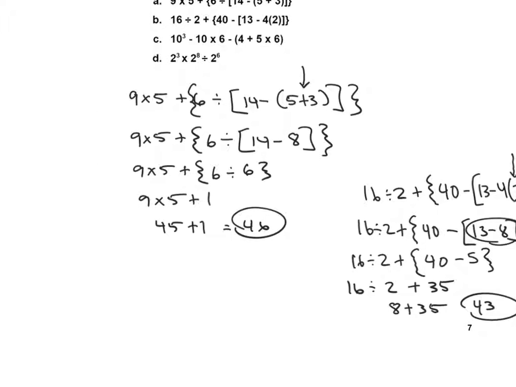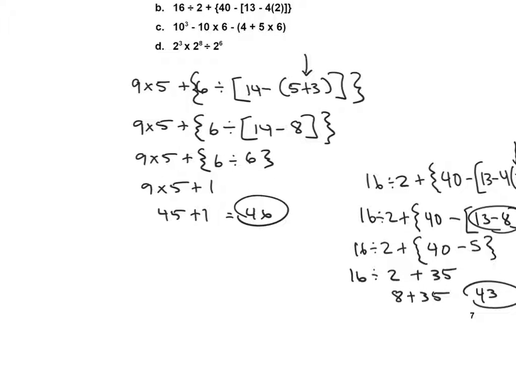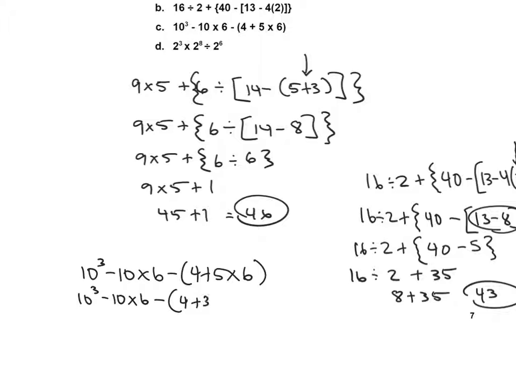And then next we'll look at 10 to the third minus 10 times 6 minus, in parentheses, 4 plus 5 times 6. So we're back to parentheses. I see 4 plus 5 times 6. I've got to do the multiplication first. So 5 times 6 is 30. And then you come back in here and finish that off to be 34.